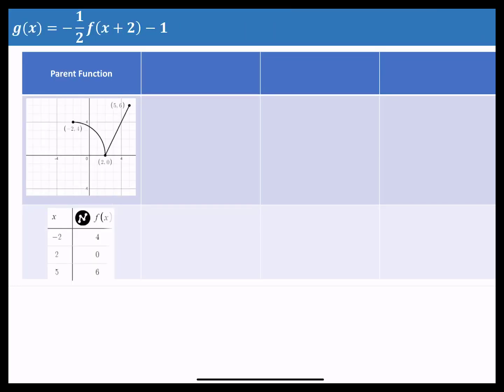Suppose the parent function f of x is this graph made up of a quarter circle and a line. We will focus on the effect the transformations have on three key points on the graph of f: (-2, 4), (2, 0), and (5, 6). Let g of x be the result of performing a combination of functions such that g of x equals -1/2 f of x plus 2, minus 1.